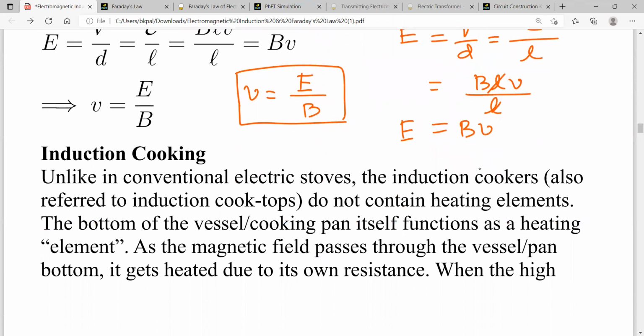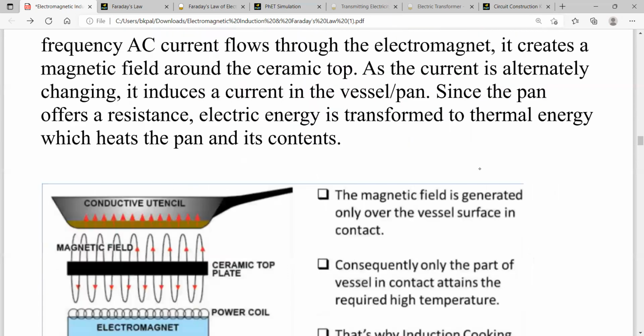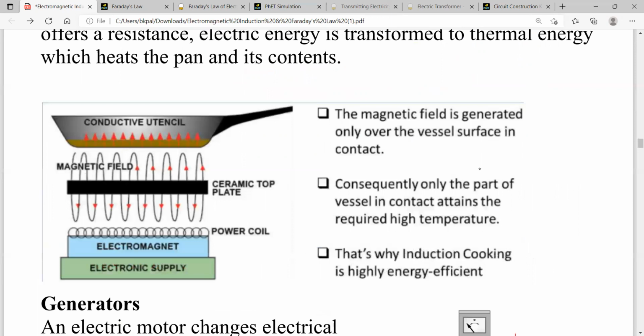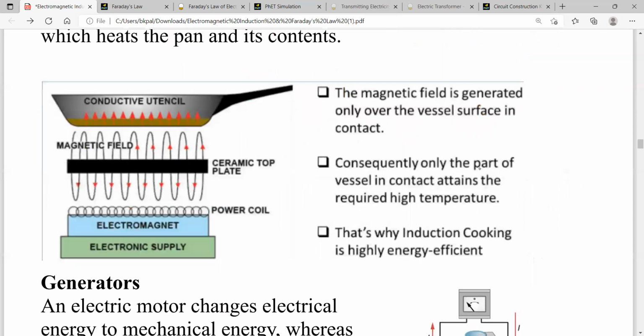The next thing is some applications of magnetic induction. The first one I want to talk about is induction cooking. In induction cooking, you basically use magnetic induction. So let's try to understand how we cook in a magnetic induction oven from this schematic diagram. Here you see that we have an electromagnet and a ceramic top plate. Normally these are the important components of induction cooking.